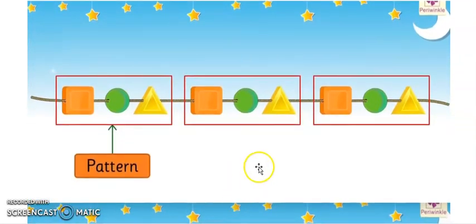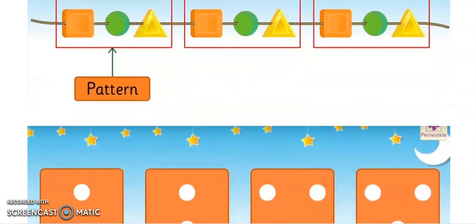Here we have a pattern. What is the pattern that you observe here? First, this is a string in which some shapes are stringed. Let us see what the shapes are here. Yes, this is a rectangle, a circle, and a triangle. Now again, the same thing in the same order is repeated. Look at this: rectangle, circle, triangle. Check again: rectangle, circle, triangle. These three things are repeated.